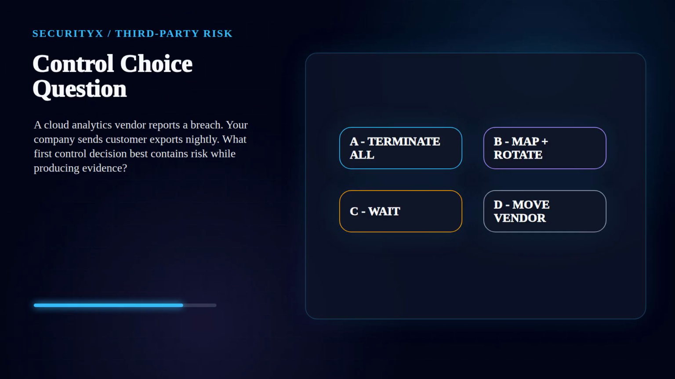A. Immediately terminate every vendor contract. B. Map the data flow, rotate credentials, restrict exports, and request evidence. C. Ignore it until the vendor finishes their investigation. D. Move the feed to a new vendor without reviewing data exposure.